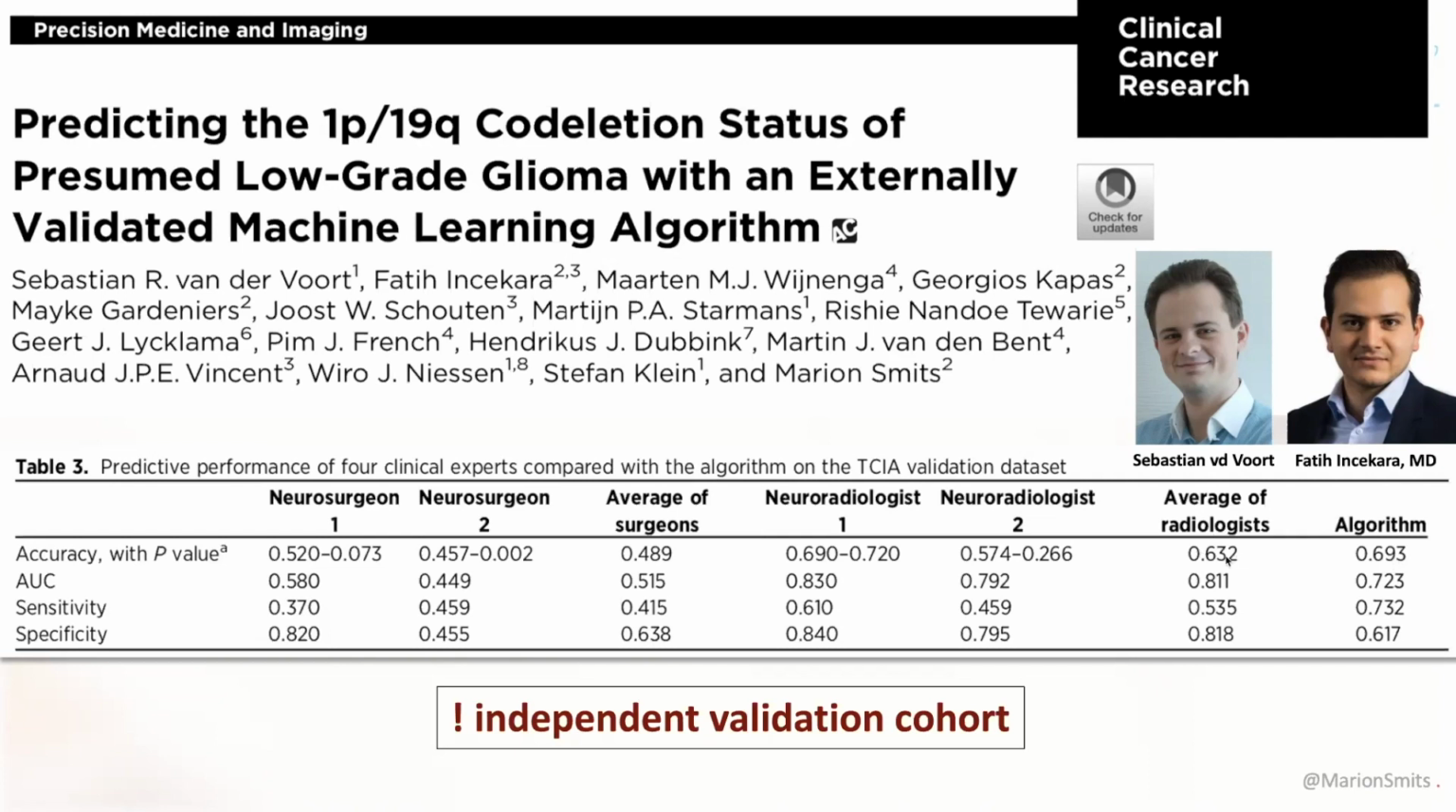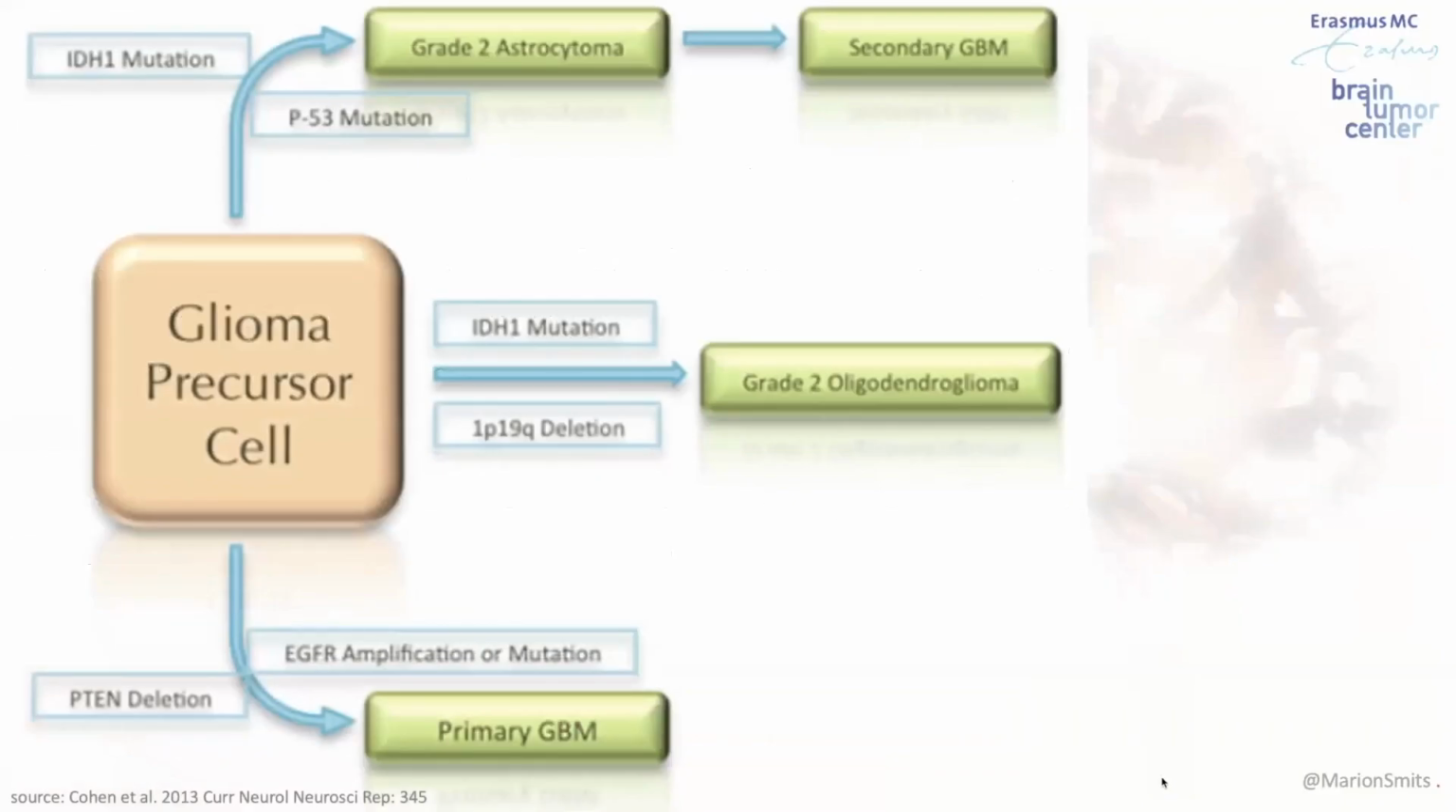The radiologists averaged about 63%, and the neurosurgeons averaged about 49%. There are multiple very good messages here, which I won't go into detail as a neuroradiologist, but of course, the algorithm already wins. It's not great, but it's still very good. Important here, I want to highlight, is that we used an entirely independent validation cohort to obtain these results. And we have improved since then, so I'll show you that in a minute.